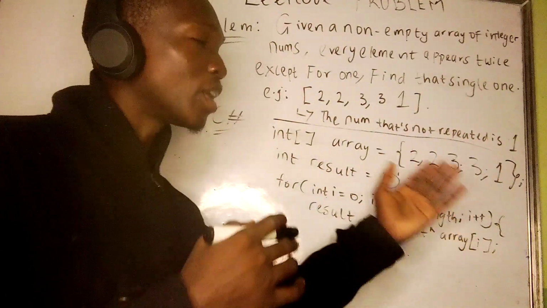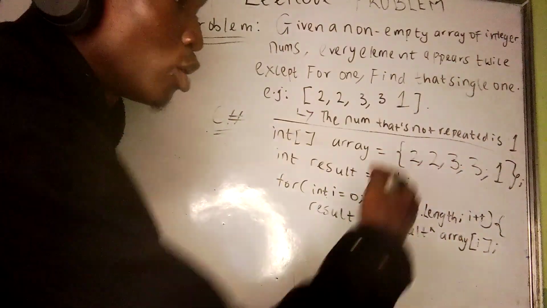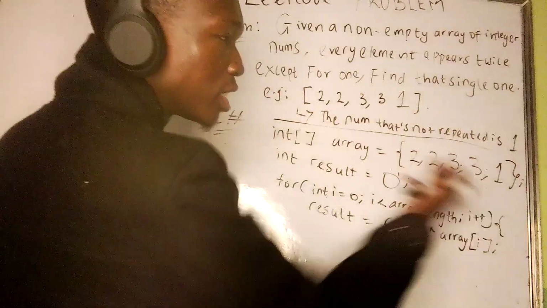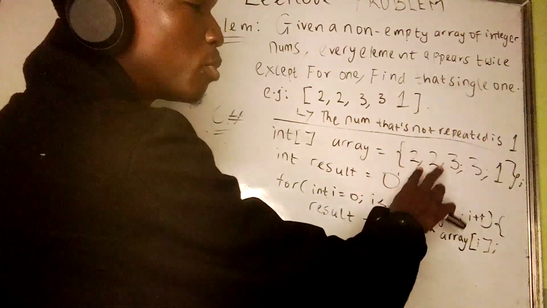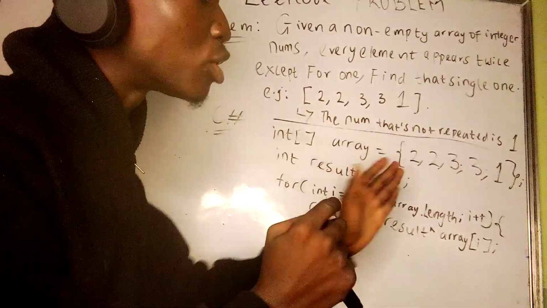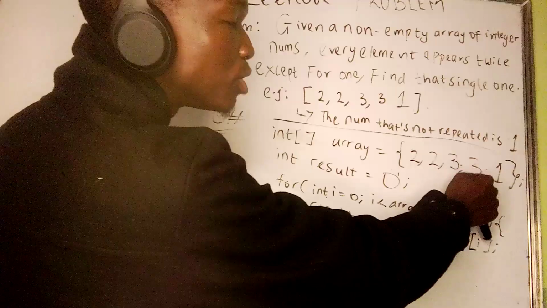Which element in the array appears only once? This code can also be updated further. Say you have triple twos, triple threes, and double ones. It will still be able to determine one, because why? With triple twos and triple threes, the amount of times twos appear equals the amount of times threes appear.